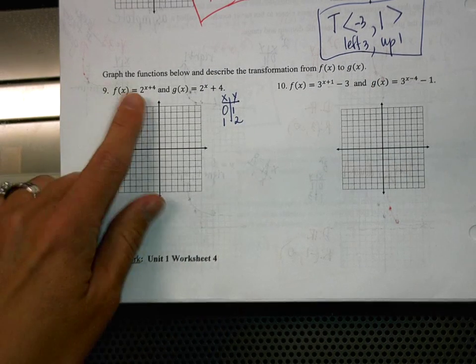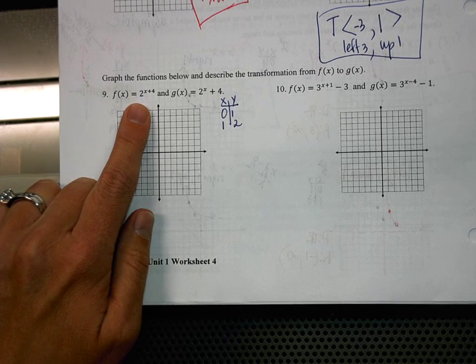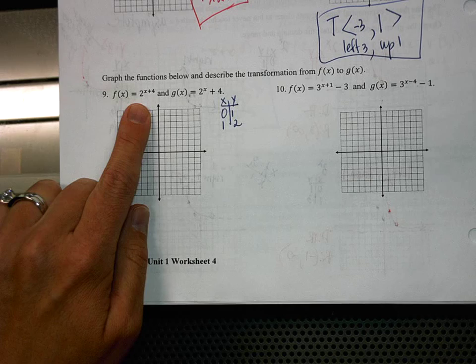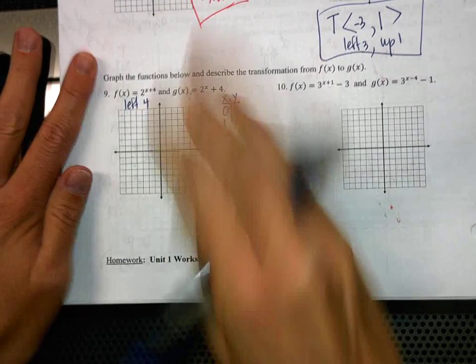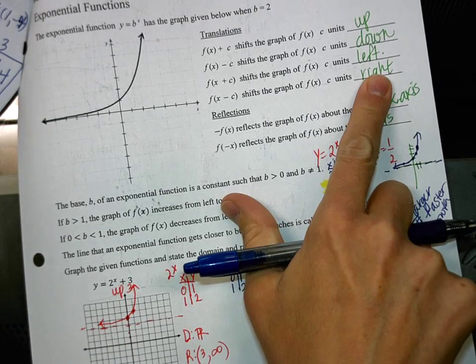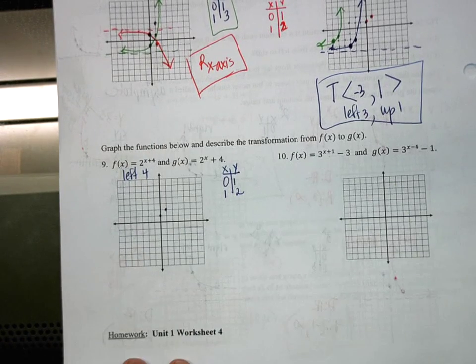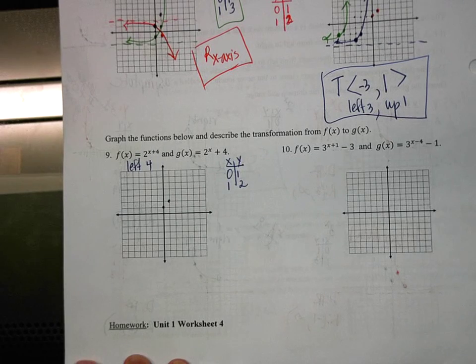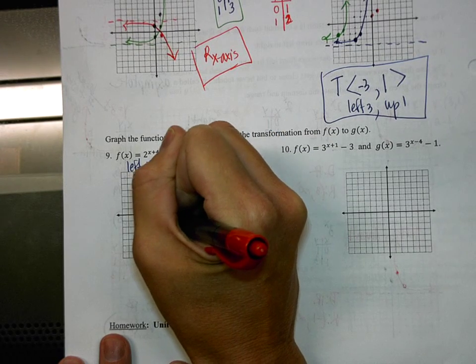On this first one right here, how will I shift it? Left 4. Okay, remember that if you ever forget, look in your notes, and we talk about how these shifts work. Whenever it is with the x, it's going left and right. Going back here, we have a point at 0, 1, and a point at 1, 2. I'm now going to take those points and go left 4. So this one I'm going to go left 1, 2, 3, 4. And this one 1, 2, 3, 4.